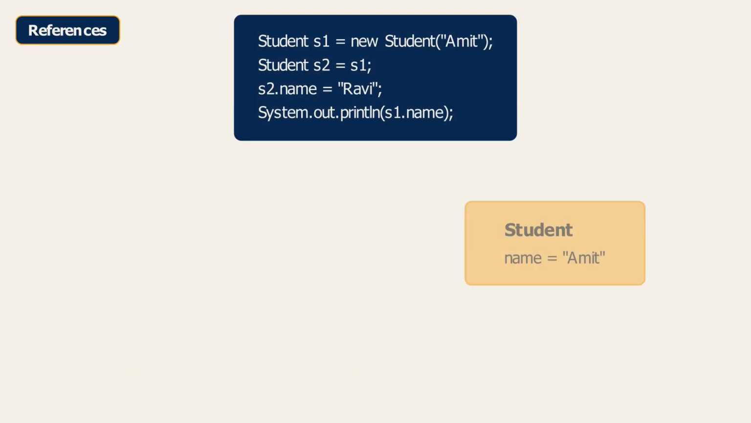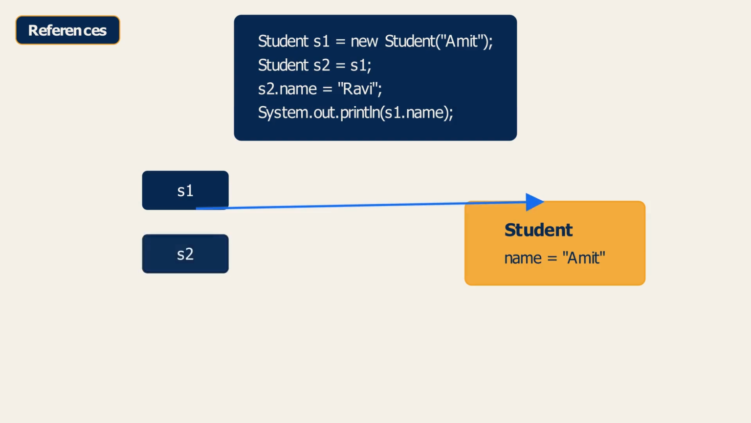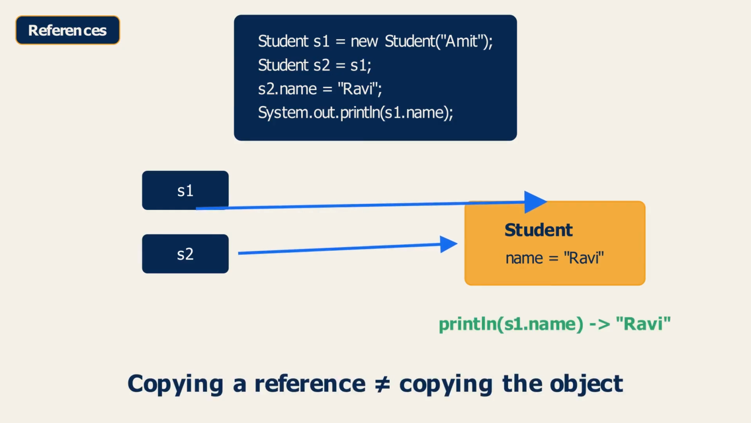Here's a moment that confuses almost every Java beginner. The line Student S2 = S1 does not create a new student object. It copies the reference. Now S1 and S2 are two different arrows pointing at the exact same object in heap memory. So when we change the object through S2, by writing s2.name = Ravi, we're not creating a second separate Ravi object. We're changing the one object that both S1 and S2 point to. So when we print s1.name, the output is Ravi, not Ahmet, because there was only ever one object the whole time. Quick side note, for simplicity, we're focusing on the student object itself here.